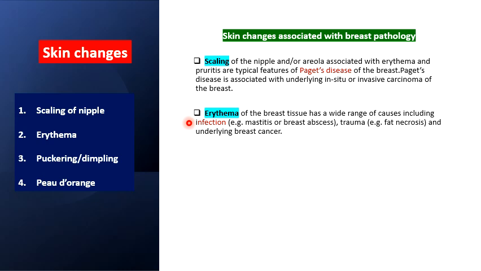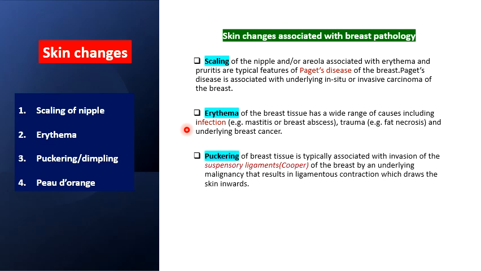Secondly, erythema of the breast tissue has a wide range of causes, including infection, for example mastitis or breast abscess, trauma, for example fat necrosis, and underlying breast cancer, the most important of all. Thirdly, puckering of the breast tissue is typically associated with invasion of the suspensory ligaments of Cooper of the breast by the underlying malignancy that results in ligamentous contraction that draws the skin inwards, leading to puckering and dimpling.